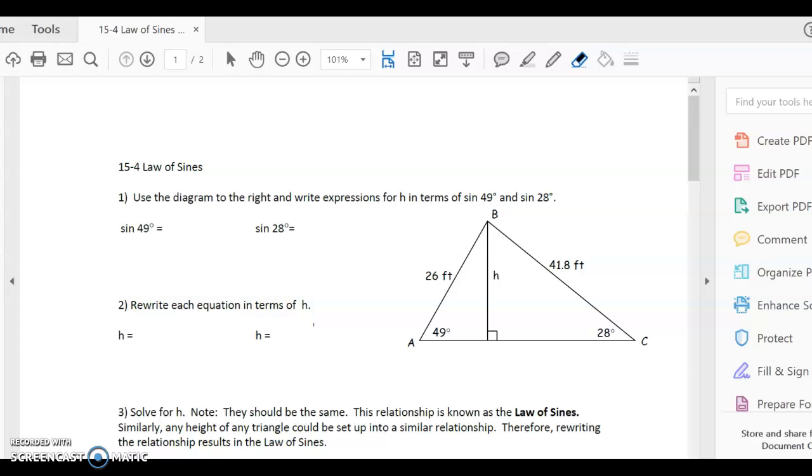Welcome to 15.4, Law of Sines. Number 1 says, use the diagram to the right and write expressions for h in terms of the sine of 49 and the sine of 28.